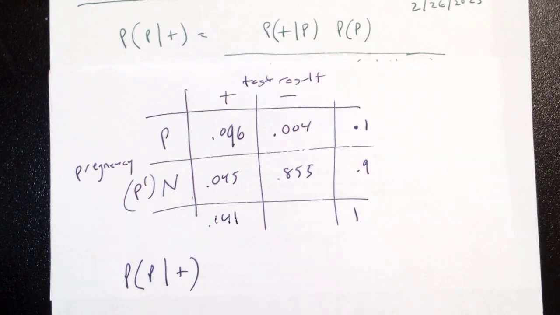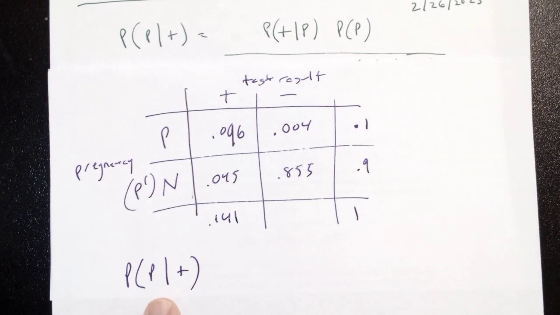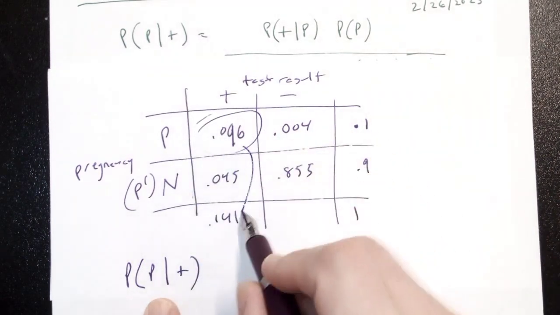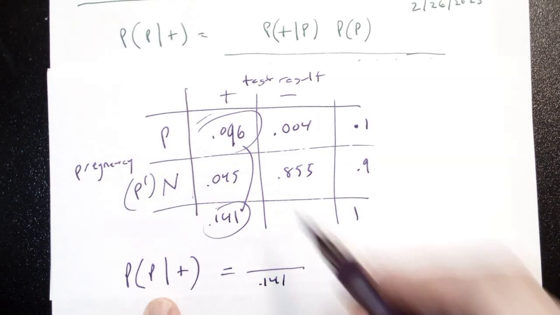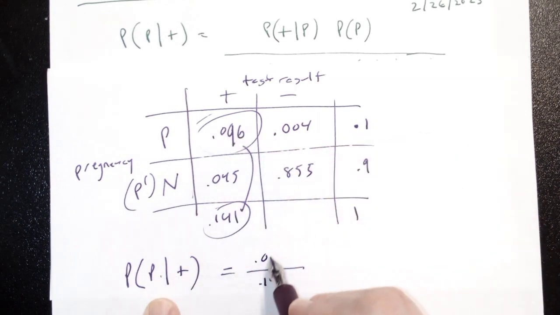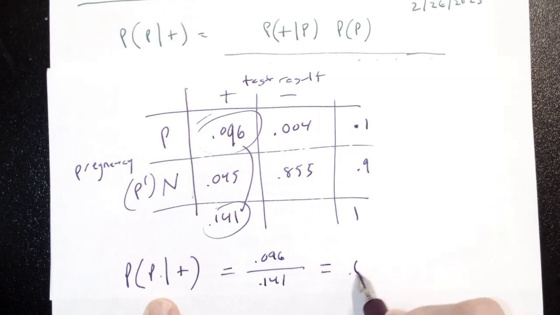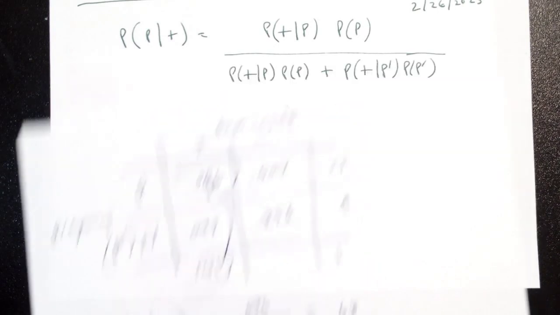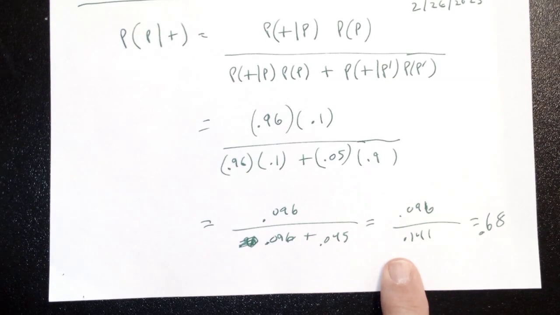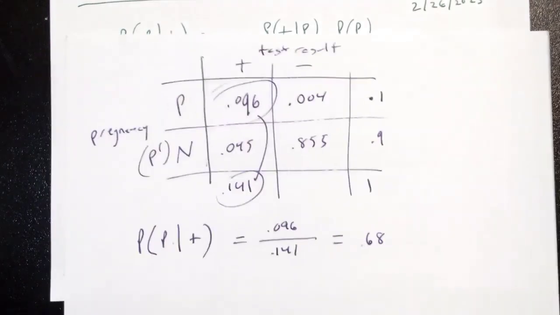And before I go any further, this is the ratio of these 2 numbers. I'm restricting myself to the column that is positive. So I'm only allowed to divide by the 0.141. I'm looking for the positive part, so that's the 0.096. And that's exactly the number we just came up with, 0.68. So this formula got me that probability without the chart.